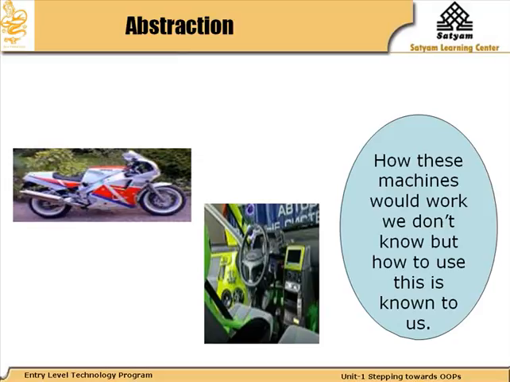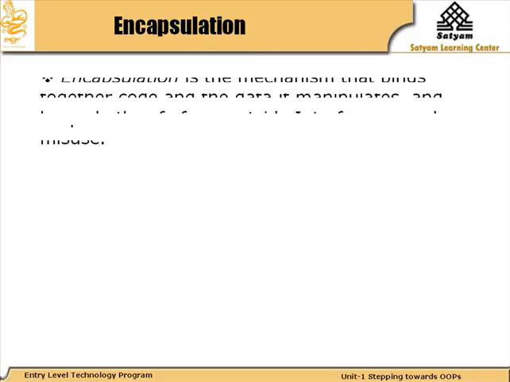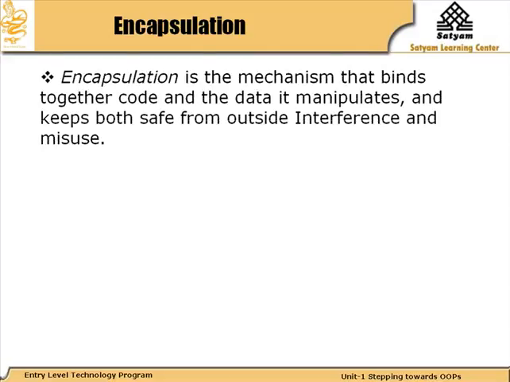Encapsulation. Encapsulation is another important feature of object-oriented programming. In short, encapsulation is the mechanism that binds together code and the data it manipulates.